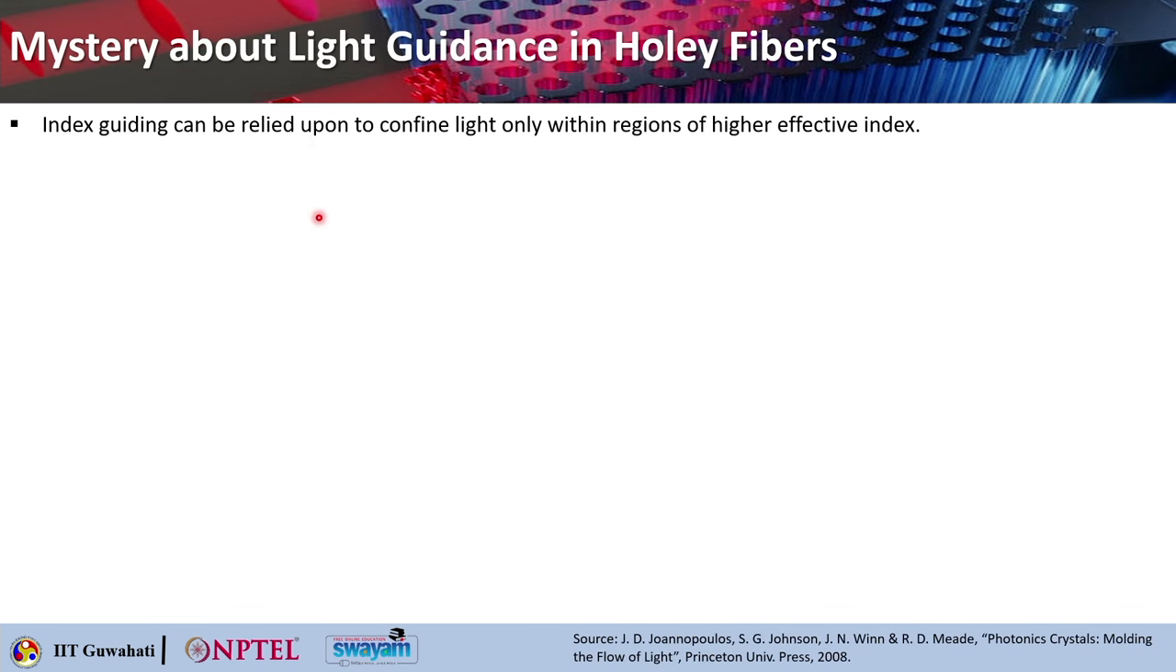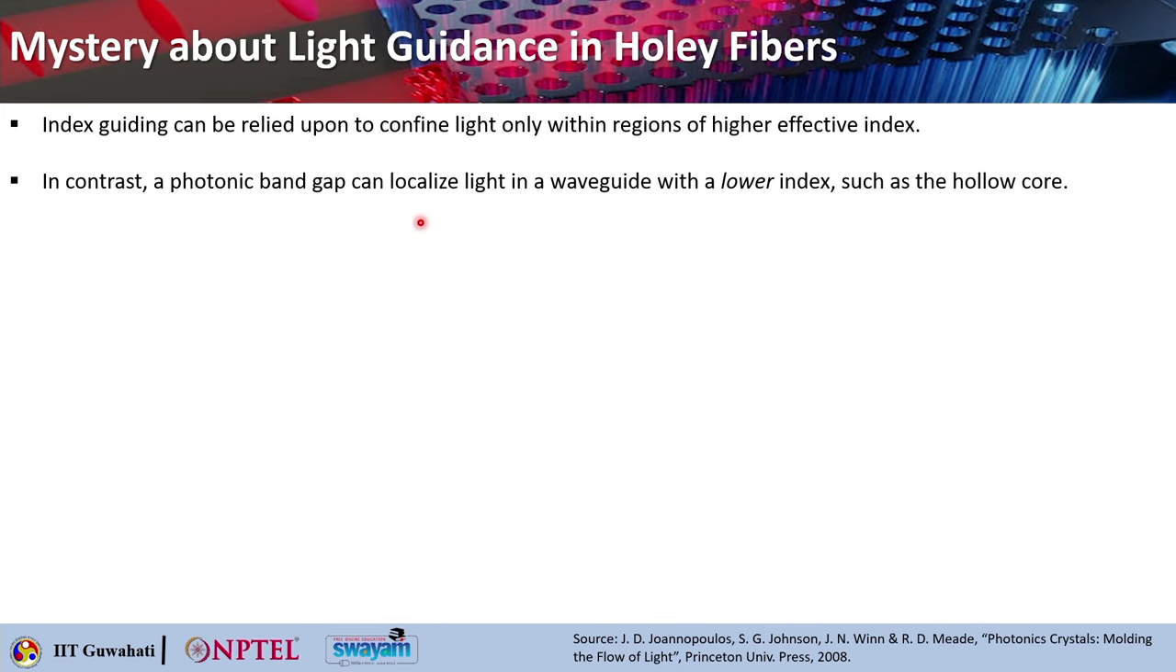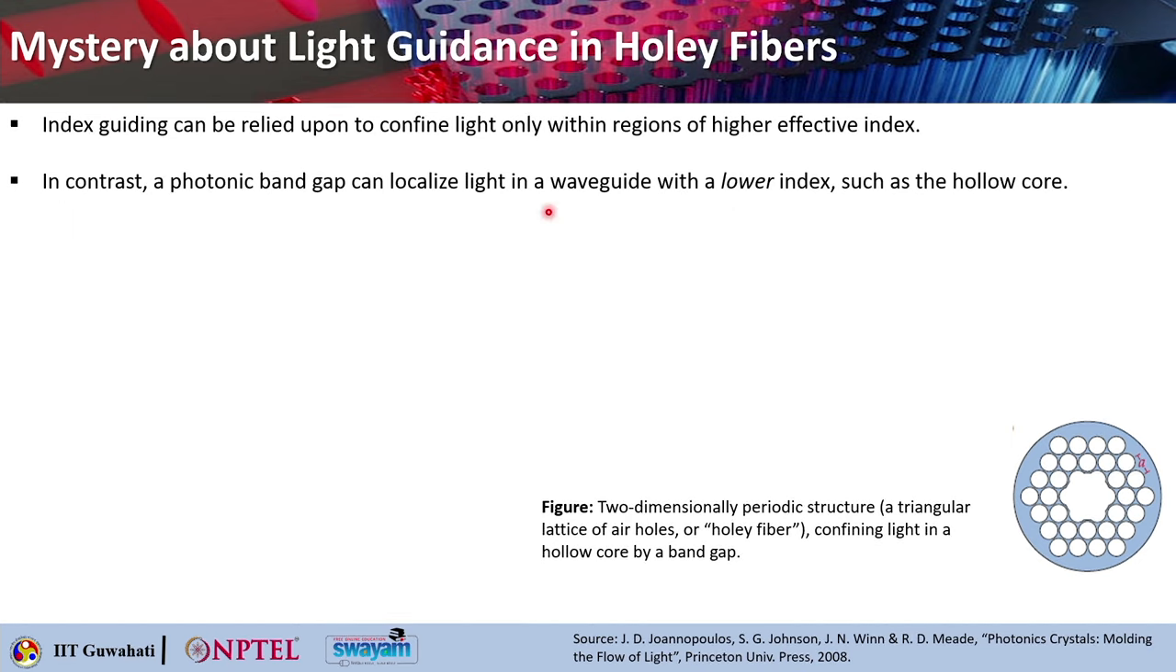So, index guiding, that we know can be relied upon to confine light within the regions of higher index. That is how index guiding takes place. Index guiding is typically done based on the principle of modified total internal reflection. In contrast to that, when you have a photonic band gap as a principle for light guiding, this band gap can localize light in a waveguide which has a lower index, such as a hollow core. So it is a very different concept altogether from the traditional concepts used for light guiding in optical fibers or even index guiding fibers.